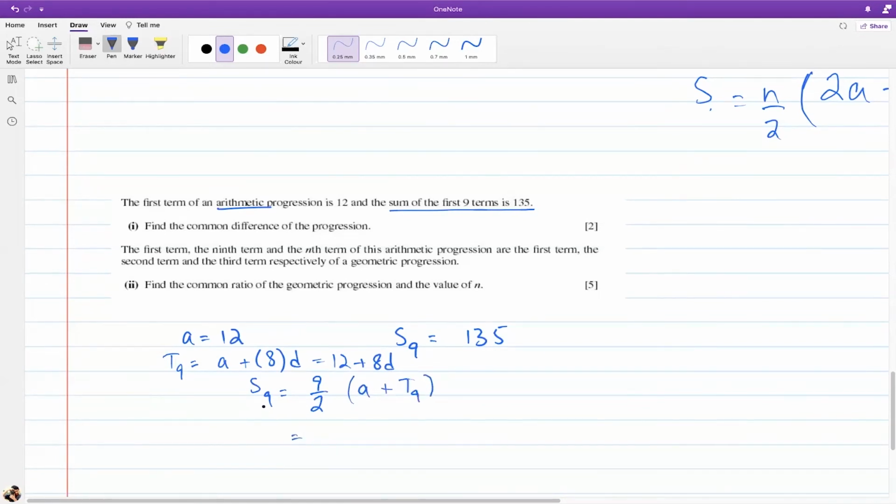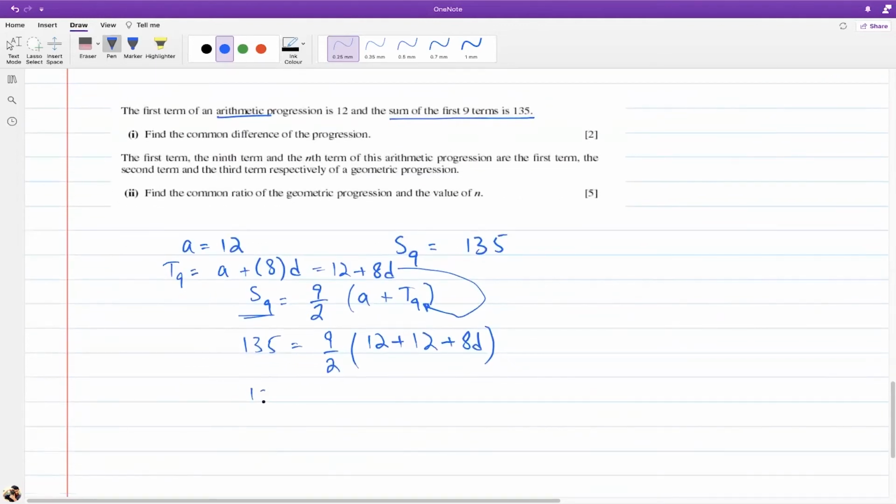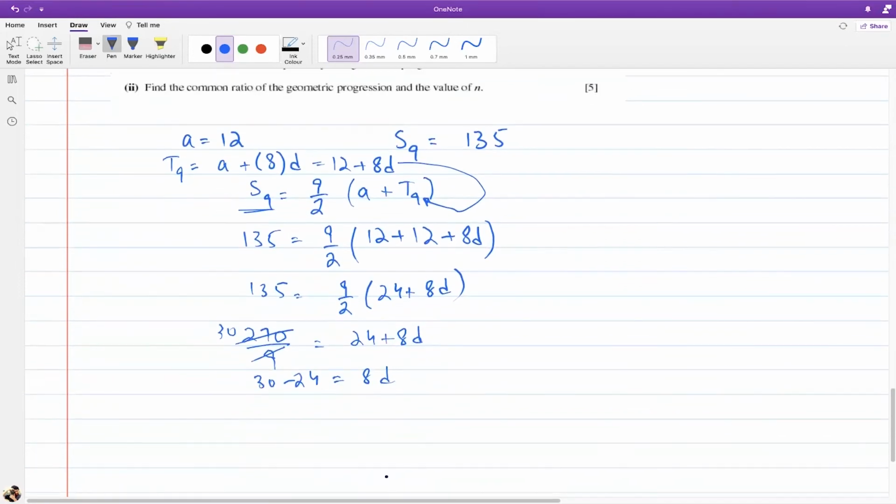So basically, my sum is 135. I have 9 by 2 pairs of (12 plus 8d). I just plug this in here. So I have 135 equals 9 by 2 into (24 plus 8d), which is a pretty simple question for me now. So that is 270 over 9 equals 24 plus 8d. This becomes 30. 30 minus 24 is 8d. Okay, if I'm not wrong, 6 is equal to 8d. So d is equal to 6 by 8, which is 3 by 4, sorry.